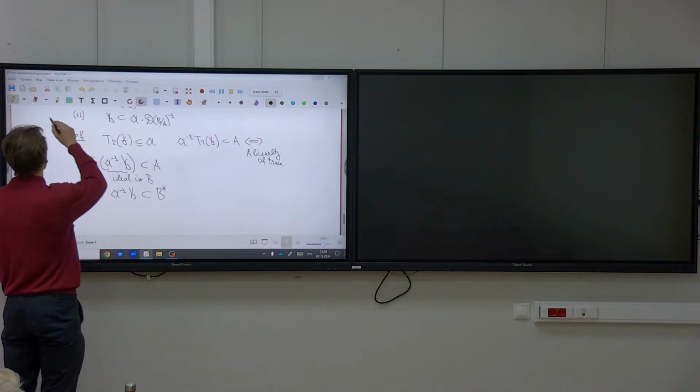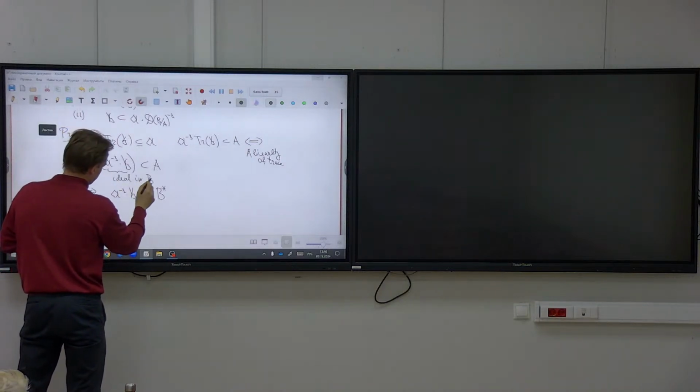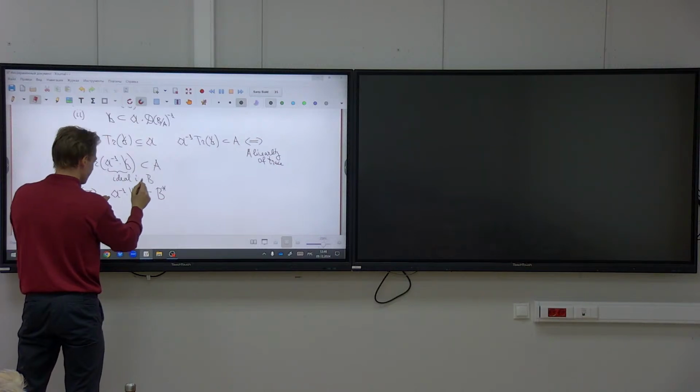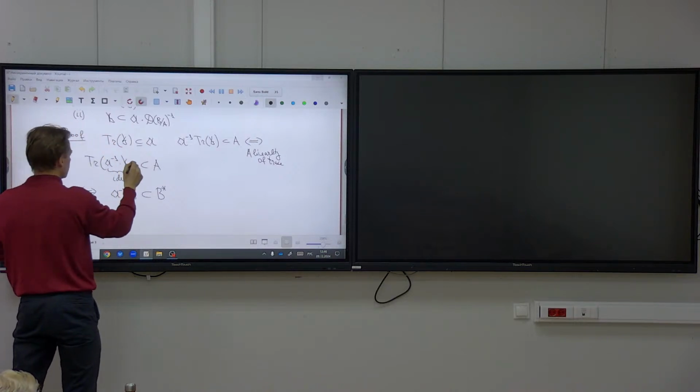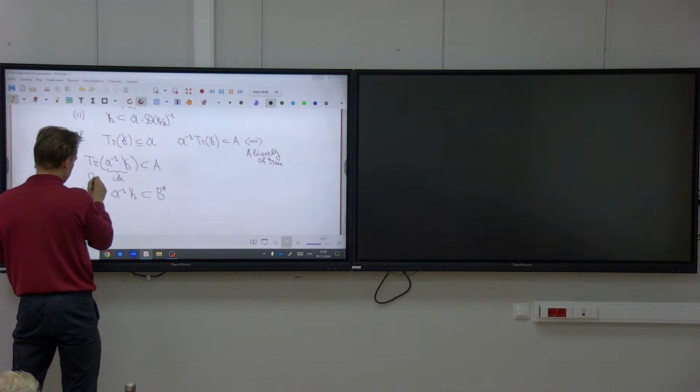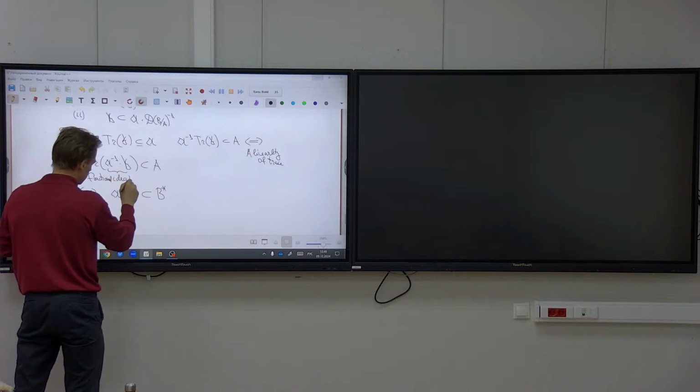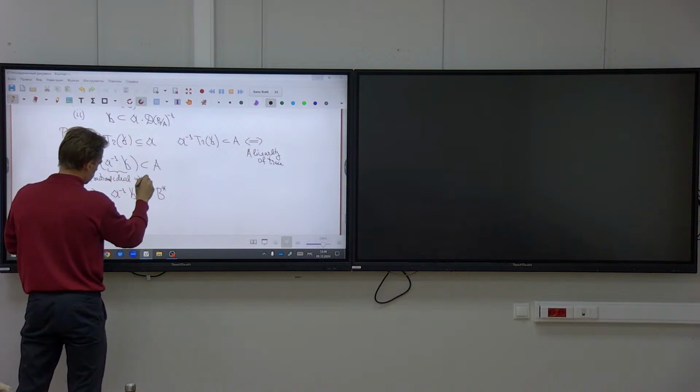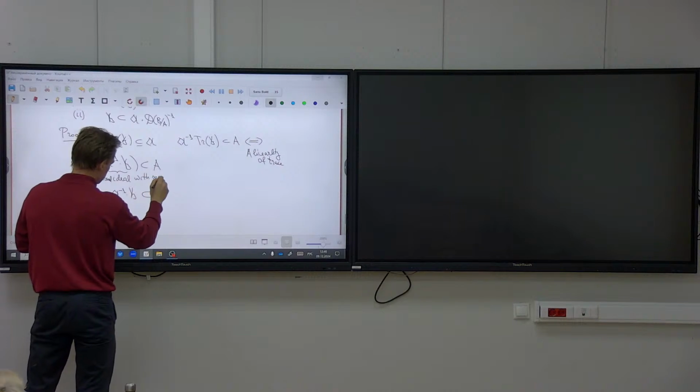Sorry, there is a misprint. I didn't want to say this, so it's not an ideal in B. This is a fractional ideal with respect to B.